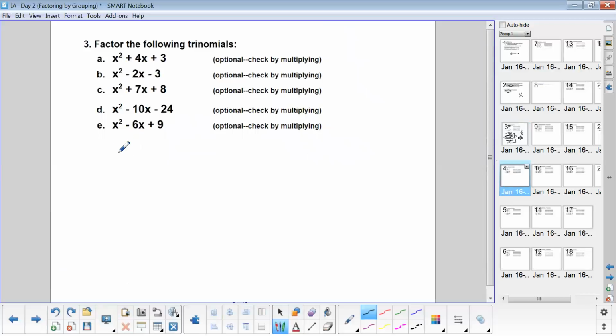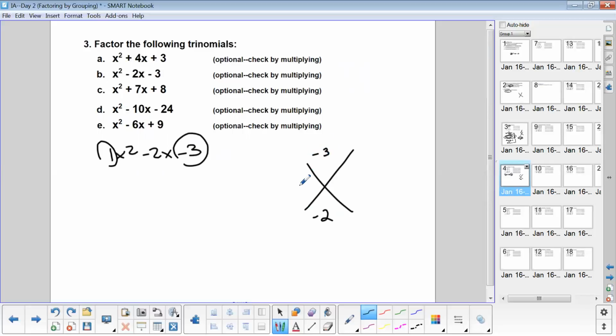Okay, next problem. I've got X squared minus 2X minus 3. And I need two factors that are going to multiply to give me 1 times negative 3, which is negative 3, but they have to add to give me negative 2. So factors that multiply to give me negative 3, but add to give me negative 2, have to be 3 and 1. But one of them is going to have to be negative and one's going to be positive. Negative 3 plus 1 gives me the negative 2, but negative 3 times 1 gives me the negative 3.